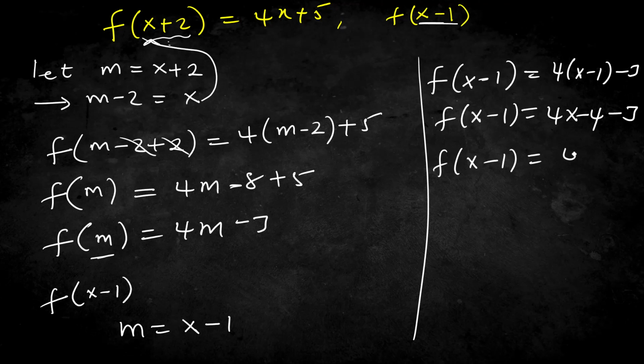So we have 4x minus 7 as the answer. All right.